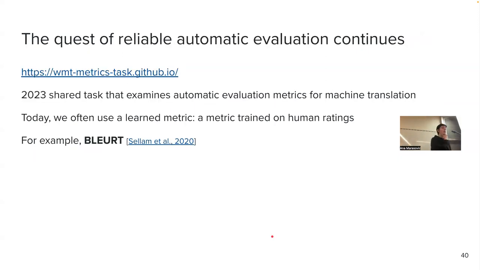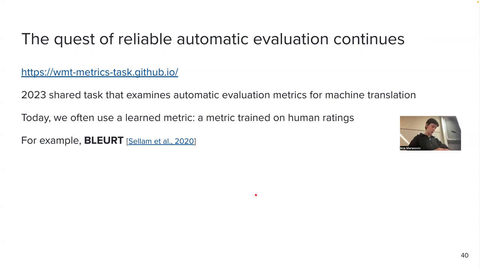And this is still unsolved. The quest for more reliable evaluation metrics for translation and text generation continues. For example, last year there was a shared task where you could propose a better measurement. And today we also use learned metrics, where you train a metric on human judgments. One example is BLEURT, which was proposed in 2020, and I would say that if you need to use an automatic evaluation, it's better to use BLEURT than BLEU.